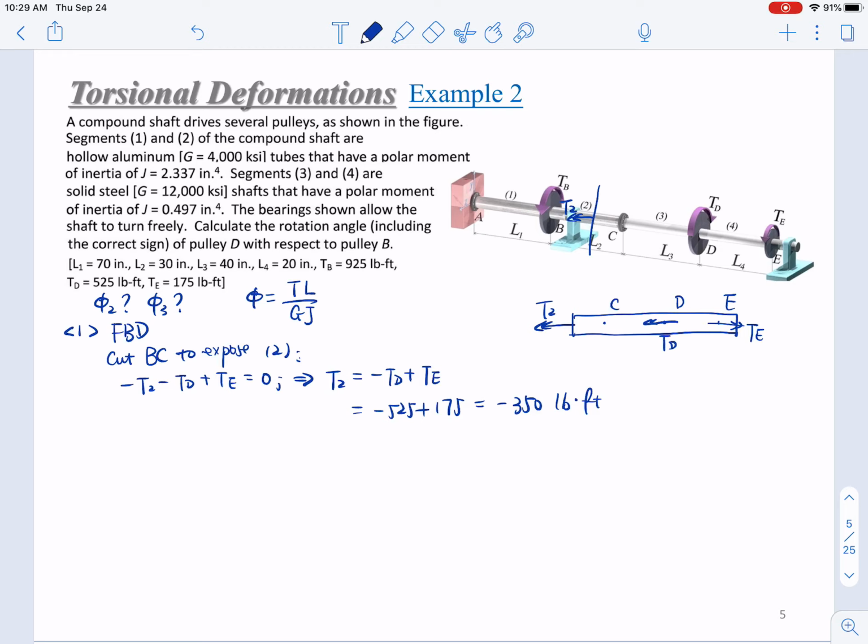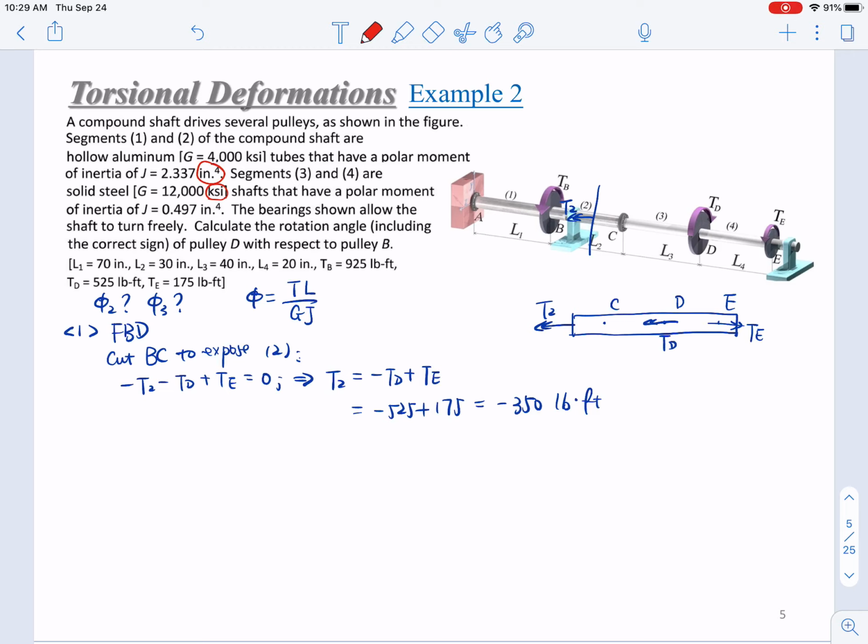Here is a pound foot, but if you examine the units here, you can see that all the units given are inch to the fourth, psi, ksi, etc. So we will not use pound foot. We will convert it to pound inch. So this will be negative 350 times 12, that is negative 4,200 pound inch.